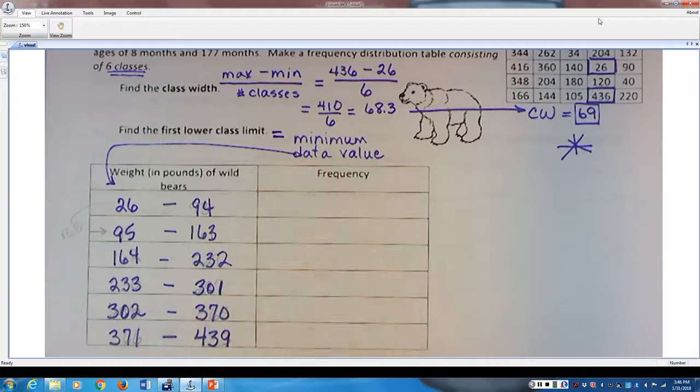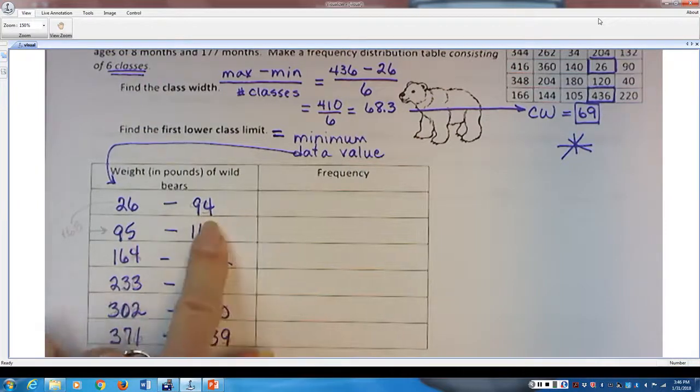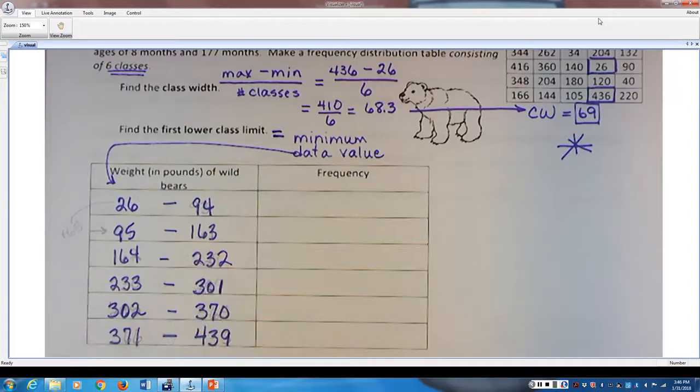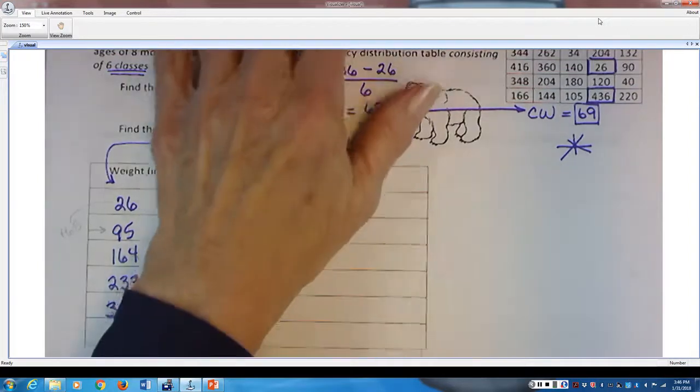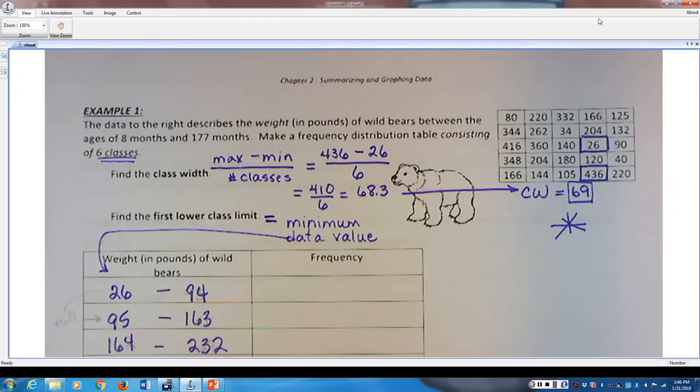Now all I have to do is go through those bears and count. How many are there between 26 and 94? How many are there from 95 to 163? We could go through and just count them by going through the table and marking them off as we can.